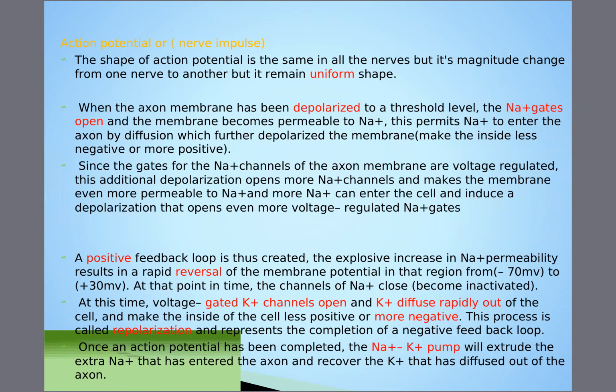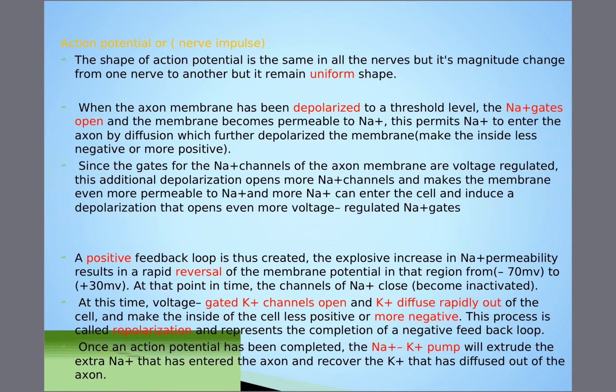The explosive increase in sodium permeability results in a rapid reversal of the membrane potential in that region from minus 70 millivolts to about positive 30 millivolts. At that point the sodium channels close and become inactivated. At this time the voltage-gated potassium channels open, and potassium diffuses rapidly out of the cell, making the inside of the cell less positive or more negative.